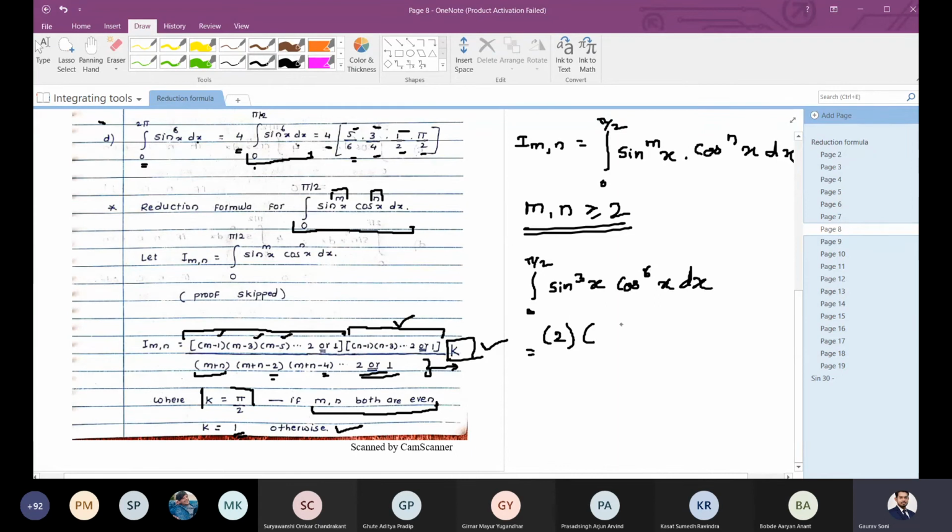Then you take the power of cos, subtract odd numbers 5, 3, 1, and in the denominator add both of them, 6 plus 3, 9, and go on subtracting even numbers. So 9, 7, 5, 3, 1. And then we have to multiply by pi by 2 if both are even, otherwise 1. So this is the integration. Whatever the answer is, multiplication can be done.